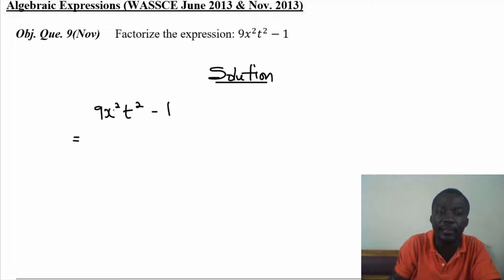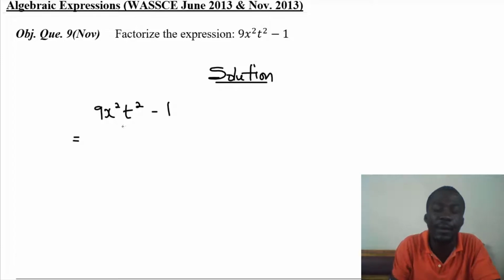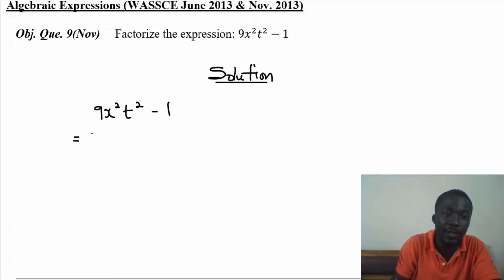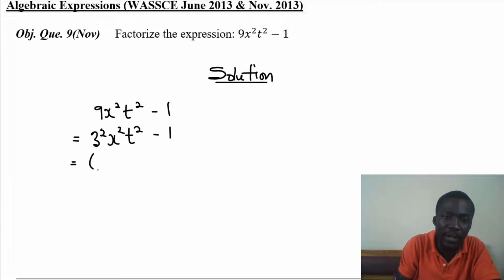Now, 9 is a square number, x squared is a square, t squared is a square, and 1 is also a square number. So this is about difference of two squares. In this case, we can rewrite the 9 as 3 squared, then we have x squared, t squared minus 1. Then we can group 1, 2, 3 as one square number, which we have 3xt all square minus 1. Of course, the 1 is also 1 square.